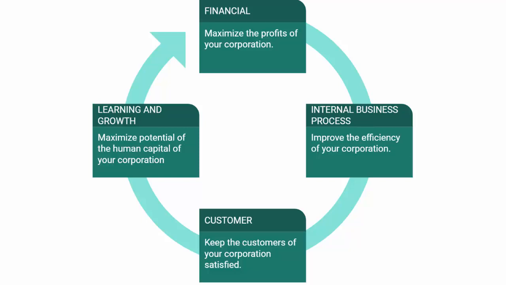The Balanced Scorecard asks managers to consider their business from 4 perspectives. Financial. Are you maximizing the profits of your corporation? Internal business process. How efficiently do you run your corporation? The customer. How happy are your customers? And learning and growth. Are you maximizing the potential of the human capital of your corporation?